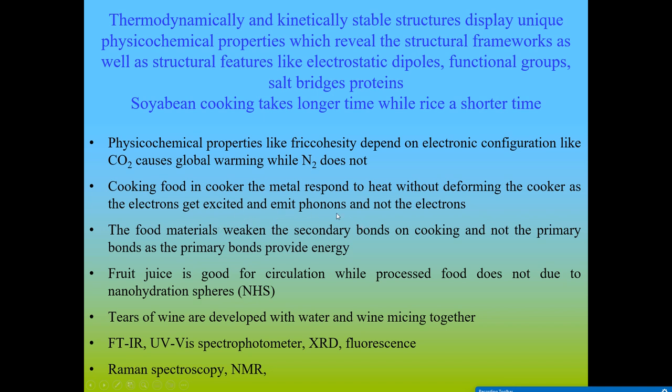Cooking food in a cooker, we know the metal responds to heat without deforming the cooker. The cooker remains as such; it does not mean the cooker is deformed or that its electrons are gone. It is not oxidized. When the metal gets heat, it goes to a higher excited state, and when the electrons come back, photons are emitted. The electrons are not going, but photons are emitted, and then it remains as such. So it is heat sensitive and passes the heat to the food grains. These are materials where we can talk about their properties and how they respond to different external forces.